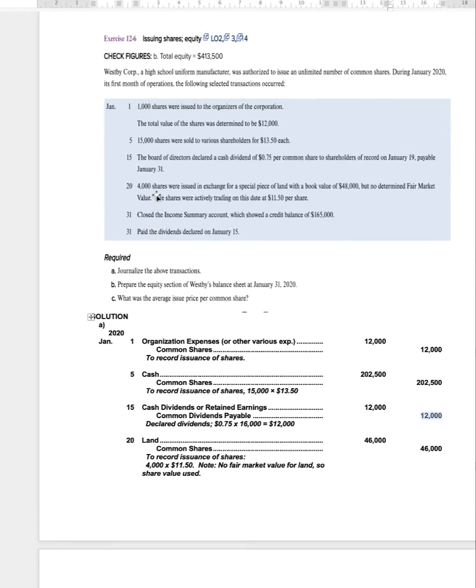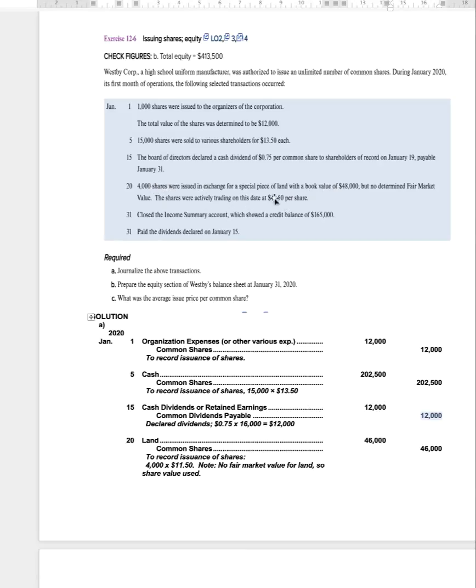Now notice on the 20th, you issued 4,000 new shares in exchange for a piece of land that had a book value of $48,000, but they don't know the fair value, right? So nobody went out and determined the fair market value of the land. Therefore, because we don't know the value of the asset land that we're getting, we have to use the value of the shares that were issued to value the land in the transaction. Normally, we would value the asset received to help us value the common shares issued. But because we don't know the market value of the land, we have to use the market value of the shares. And we know that's $11.50 a share.